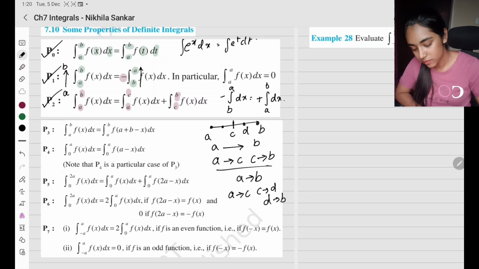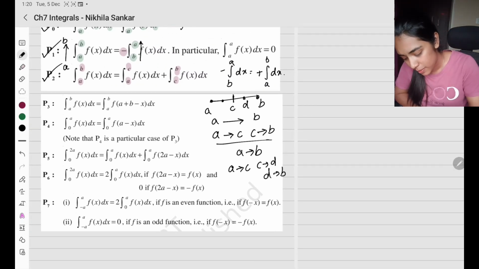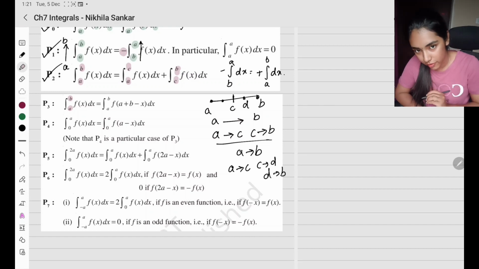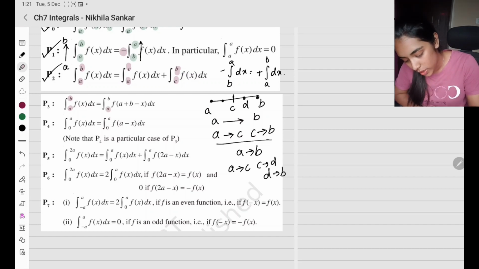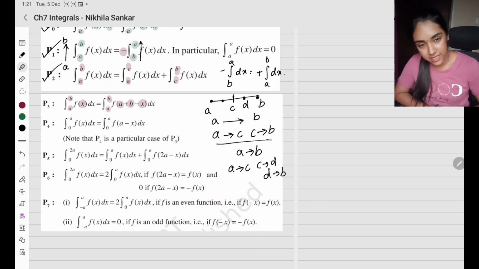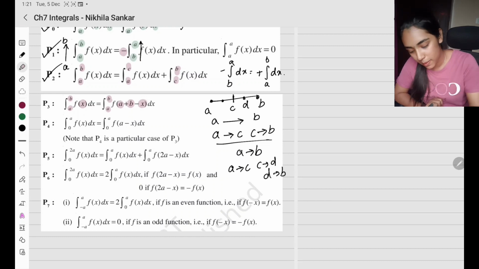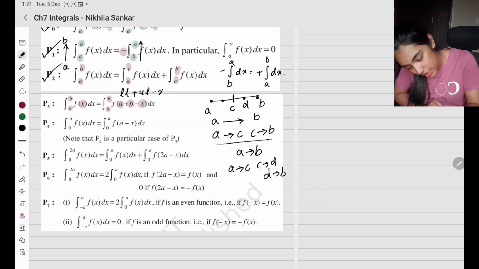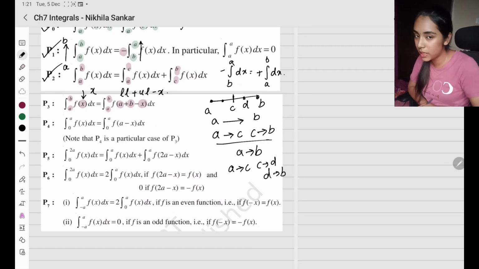Very easy. Next, you have property 3, which is the lower limit, upper limit of f of x is going to be lower limit and upper limit. The function becomes lower limit plus upper limit minus x. So in the இடத்துல the x becomes lower limit plus upper limit minus x.